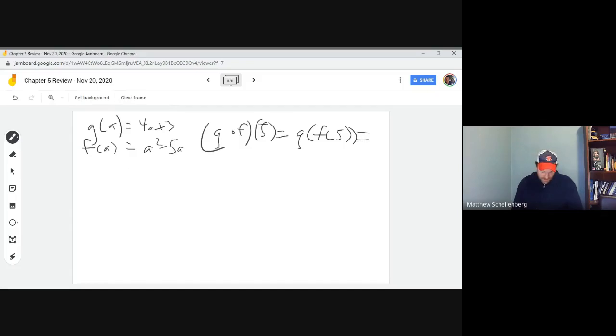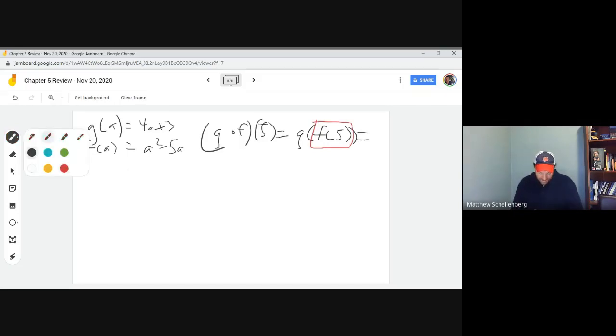So again, we start with the inside function. Actually, take a minute. I keep forgetting to say this. Take a minute, try it on your own. Go. Here's the answer. I keep wanting to say that. I keep forgetting. F of 5.